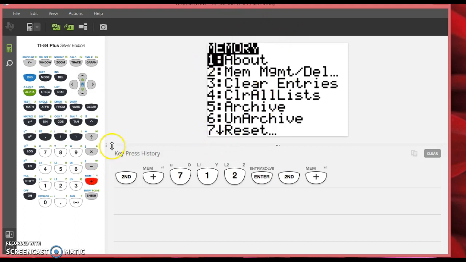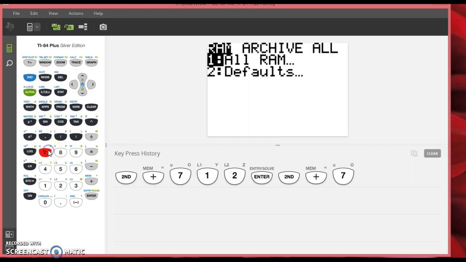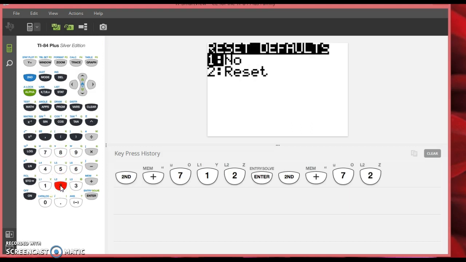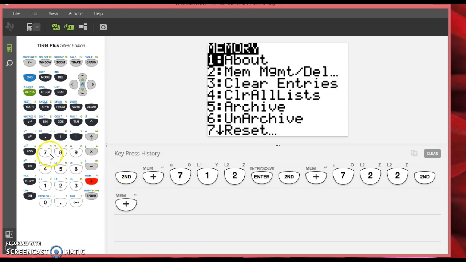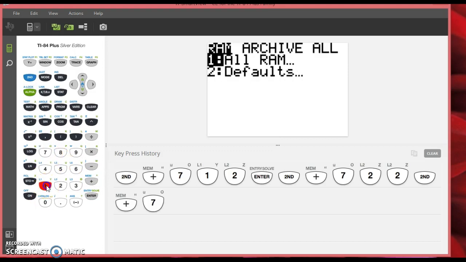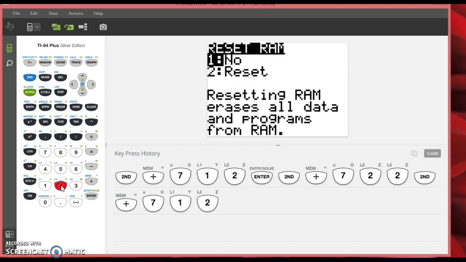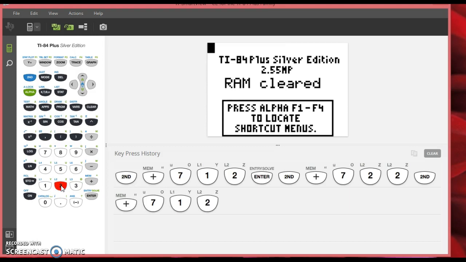We want to reset it, so I'm going to hit 7. All to the defaults, yes, 2, reset. What? That's not what I wanted. Second, plus, 7, all RAM, 1, and 2. So we just cleared the memory.